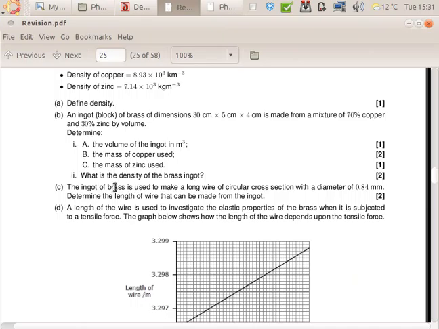If you look here in the question, that answer is not possible. You see here where it says a length of the wire. The definite article is telling us that it's the same wire as in the previous part, which means we can know the area.